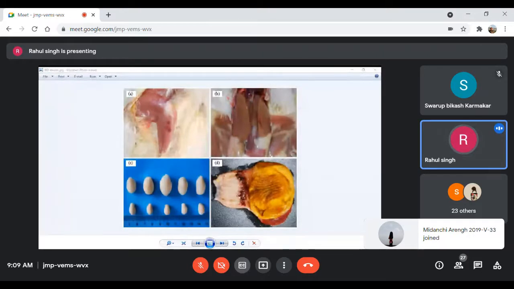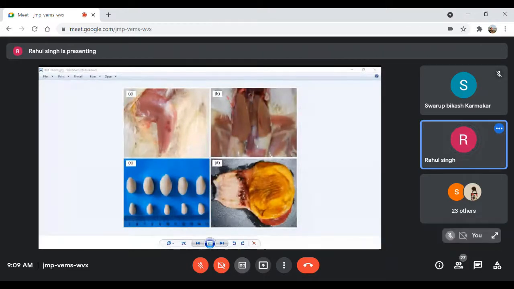Then, if you see, this is a liver. Although it's a non-specific lesion, the liver is pale and there is a hemorrhagic patch on the liver, here. It is not a very characteristic lesion of IBD, but yes, this liver is showing hemorrhages here.